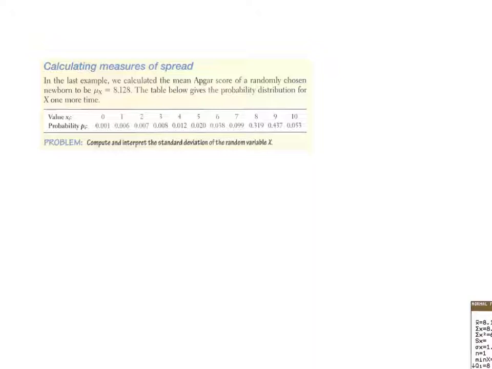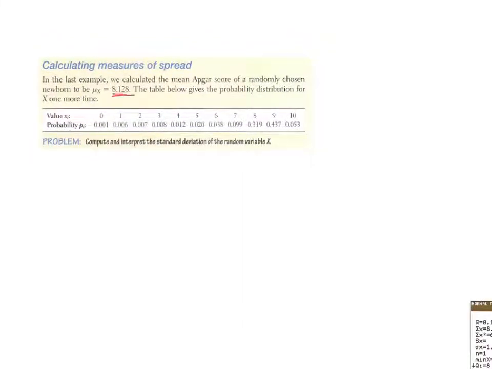In this example here, you've calculated an APGAR score, which is basically a basic health score for babies when they're born, of a randomly chosen newborn, and you calculated the expected value, which is 8.128, so that's the mean. The table gives us our probability distribution one more time. So this kind of table is called our probability distribution. It shows the distributions of the different probabilities. Newborns can only score 0, 1, 2, 3, and up to a 10. They can't score like a 4.2 or a 5.7. And this shows the distribution of the probabilities of those scores.